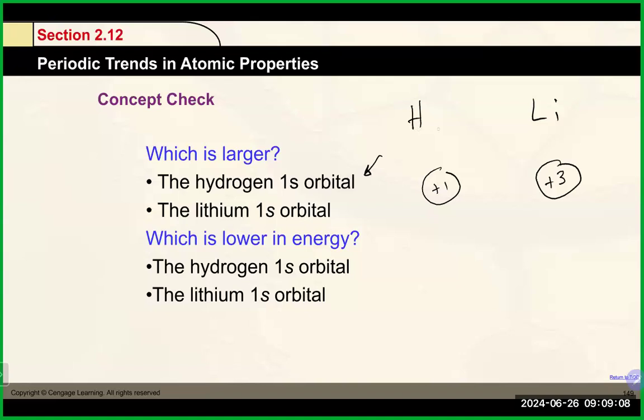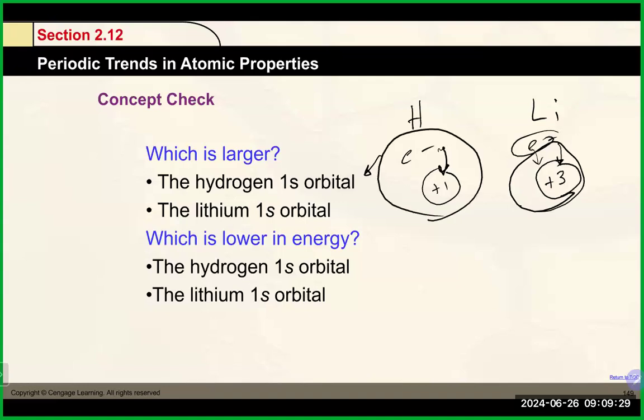hydrogen. So for the 1s orbital, we're talking about the electrons closest to the nucleus. The hydrogen electron is only going to feel a +1 attraction, much weaker than the attraction with lithium, with that +3, which is going to bring these electrons in closer. And because they come in closer, the lithium 1s orbital is going to be smaller overall than the hydrogen one, which is not pulled in as far. So the hydrogen 1s orbital will not be pulled in as close as with the stronger positive charge in the lithium nucleus. That then should hopefully help you answer the next one. Which one should have a lower energy, the hydrogen 1s or the lithium 1s?